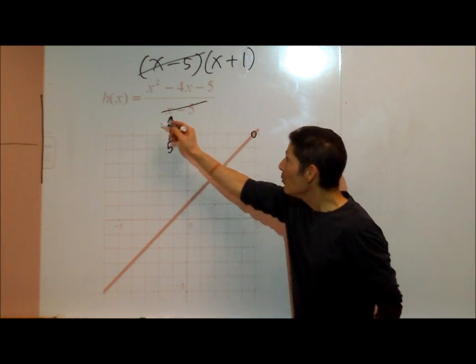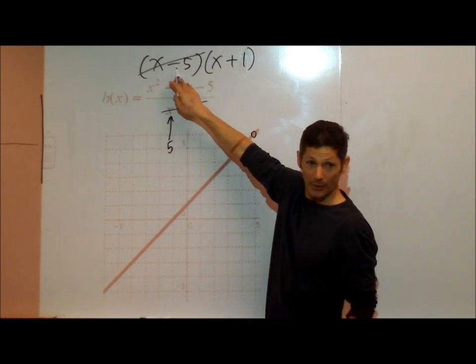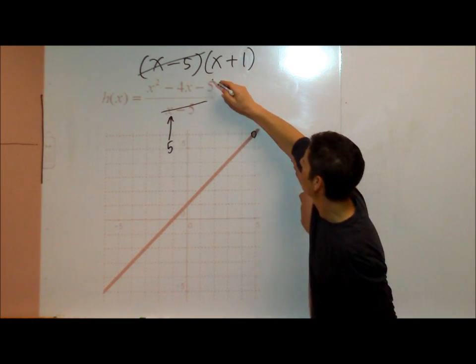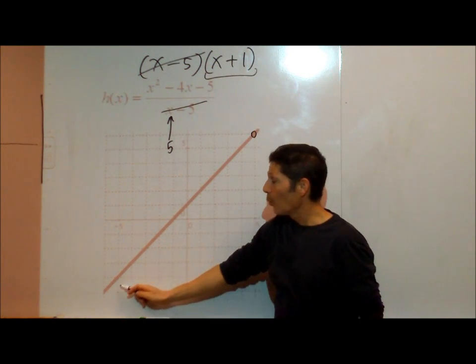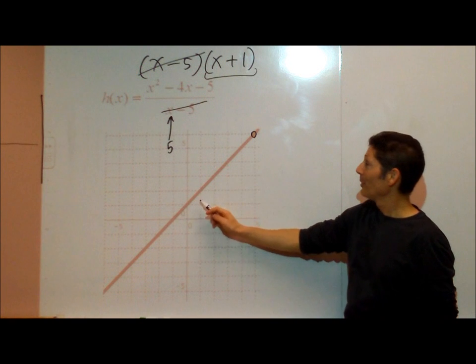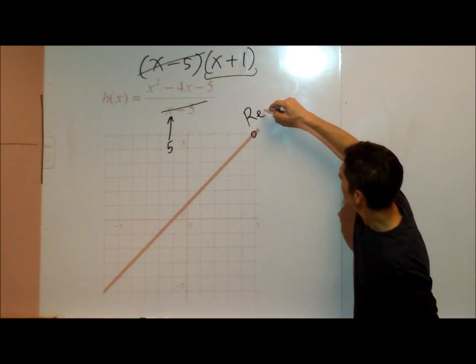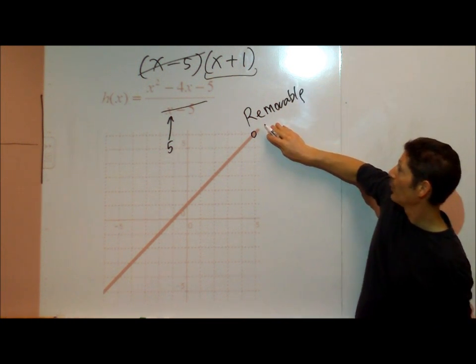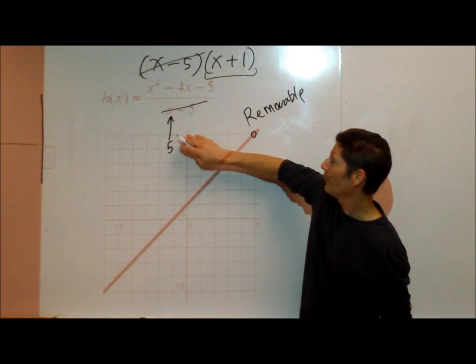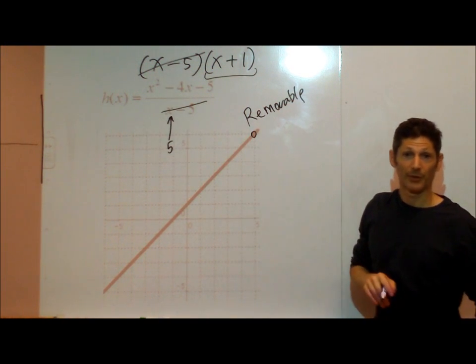So in fact, I can remove the discontinuity. I have canceled it out. I've removed the discontinuity of the place where it's undefined, and I'm left with this function x plus 1, which is what this guy looks like, except this guy has a hole in it. So this is a removable discontinuity. And I know it's removable because 5 makes the bottom 0, and it also makes the top 0. There's a factor on top that's the same.